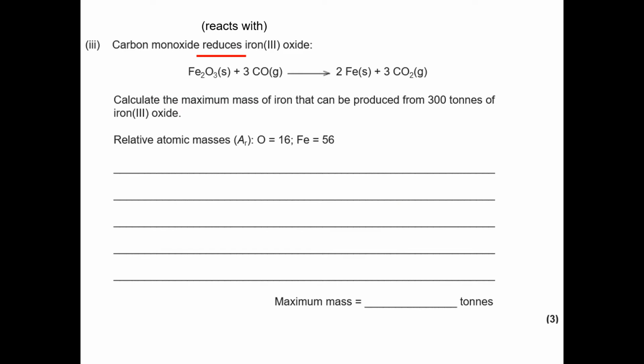Carbon monoxide reduces iron oxide. Don't worry about the word reduces for now, it's something we'll look at in a future topic, but it is simply going to react with iron(III) oxide. Here is our equation. Notice it has already been balanced. You're given the relative atomic masses of the relevant elements. So have a go at this question. It's worth 3 marks, so I would suggest no more than 5 minutes. You'll need a calculator. When you're ready, away you go.